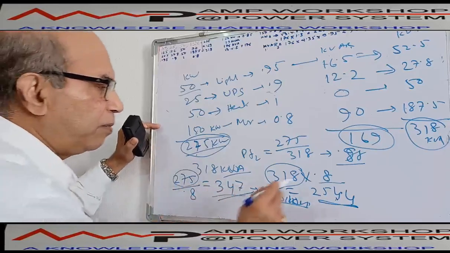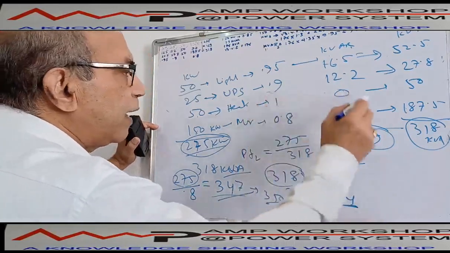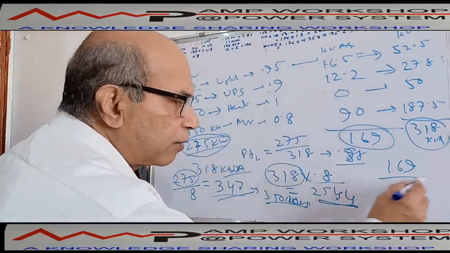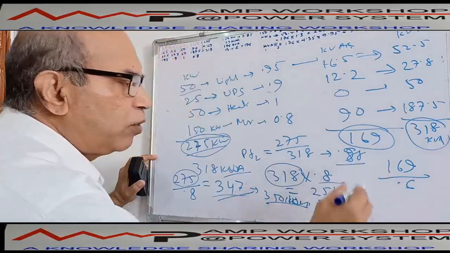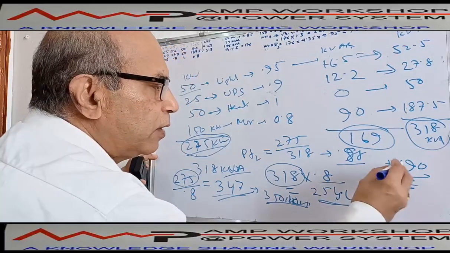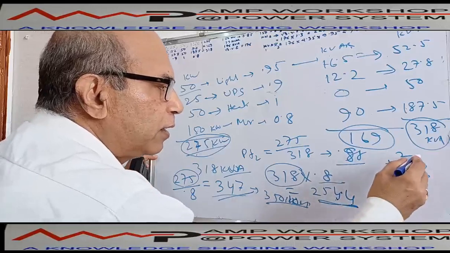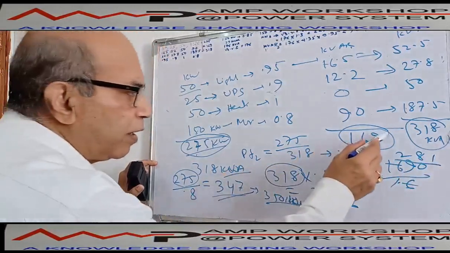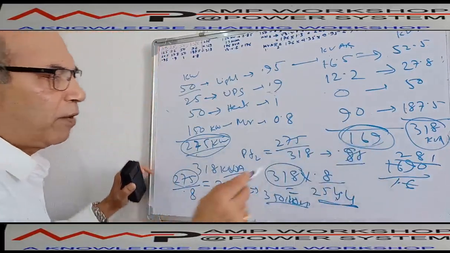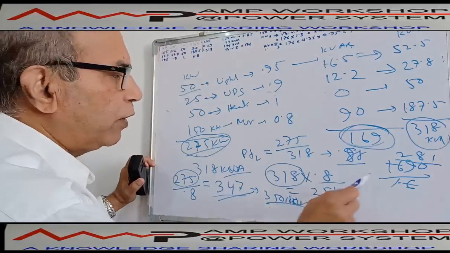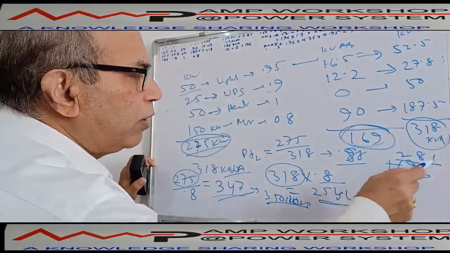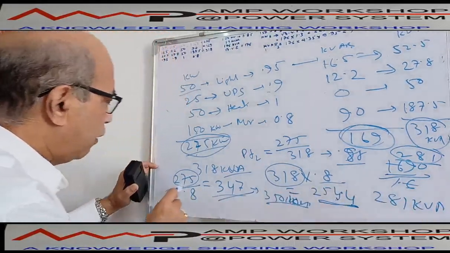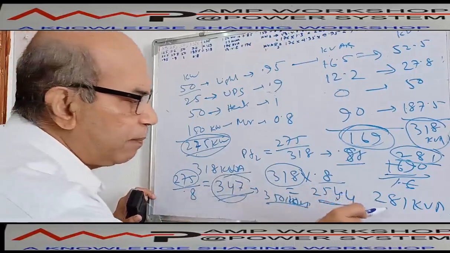Similarly, for this 350 kVA, look at the kVAR equal to 169. The generator is rated for 0.8 power factor, which means sin phi is 0.6. So if you divide 169 by 0.6, this is equal to 281. Now our kVAR requirement is 169, so from the reactive power we need a 281 kVA generator, and from the kilowatt point we need 347.